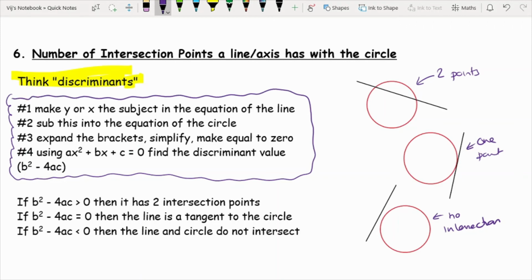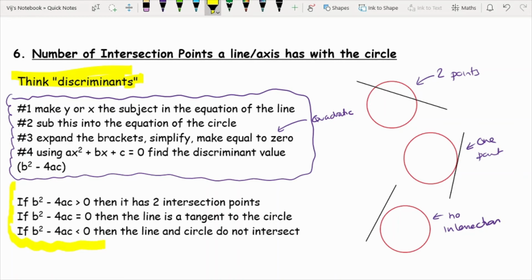Substitute this into the equation of a circle. Then expand the brackets, simplify it, make it equal to 0. And then it should be in the form ax squared, so that should be a quadratic. And then once you've got it in its quadratic form, we're going to use the discriminant to find out what it is. Now, in terms of your conclusion, this is what you need to include.